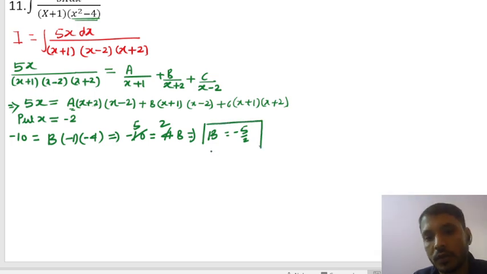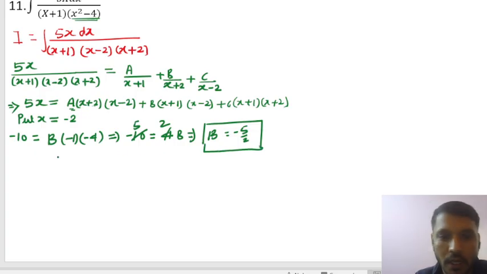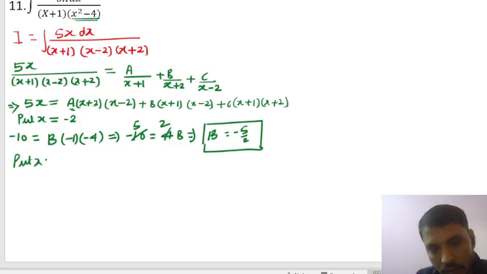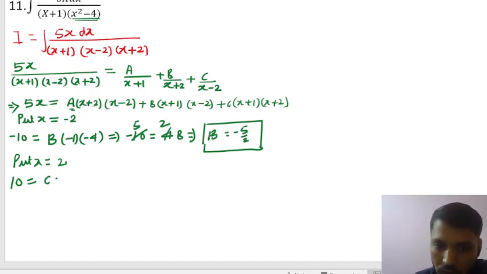Now we have to find the other two also. For that, let's substitute another value of x. Let us suppose we are putting x equal to 2. In that case, again a will become 0 and this time b will become 0. Only c will remain. So here 5 into 2 will become 10, putting it in the above equation. Now I am writing the c part: c into 2 plus 1, that is 3.